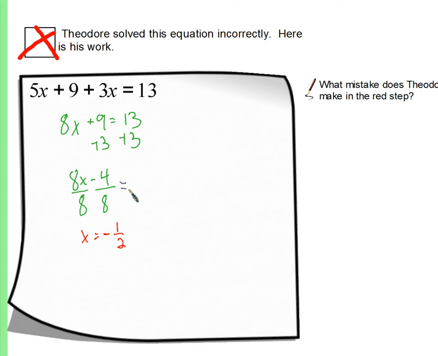What's on the other side of the equal sign? 0. What's 13 minus 13? It's nothing. So we've taken everything off of one side, everything's collected over here together on this side. We can still divide by 8 on both sides. It's only that it's not x equals negative 1 half. It's x minus 1 half equals? 0. 0, still equals 0. So I could add half to both sides, and again, x equals 1 half.